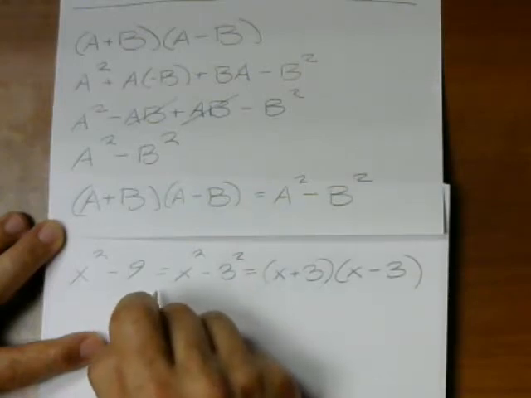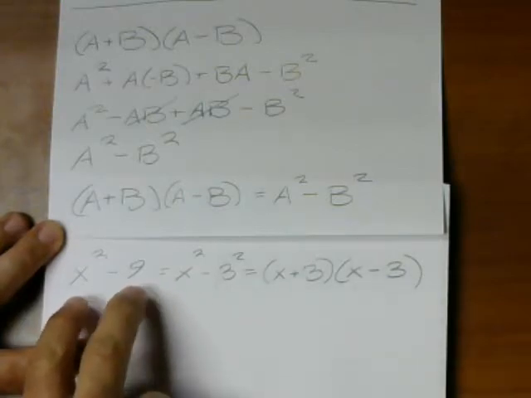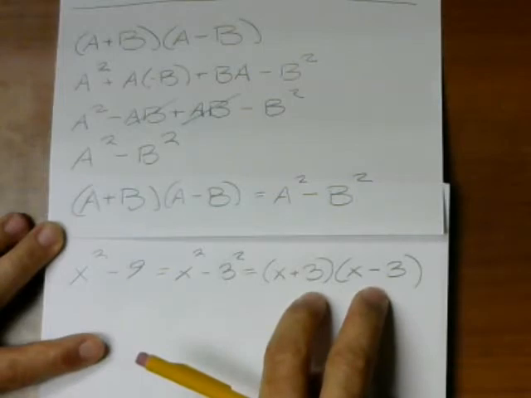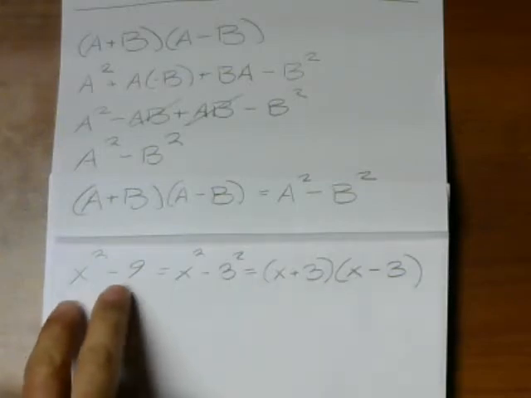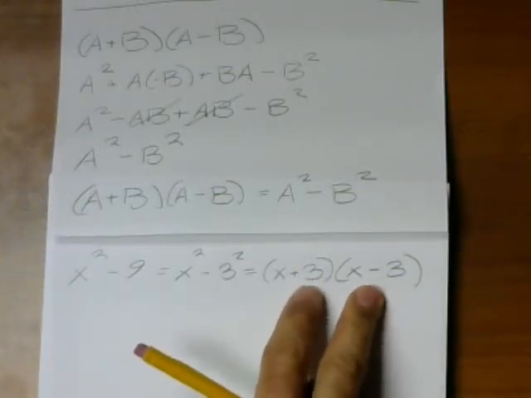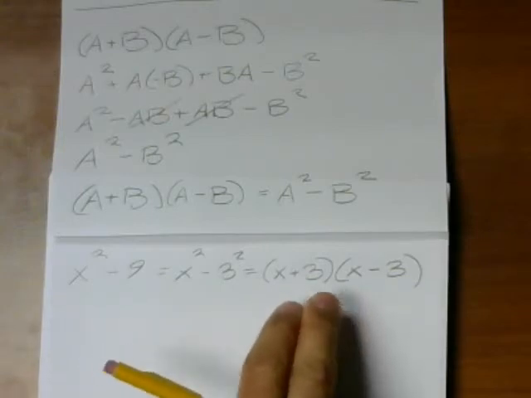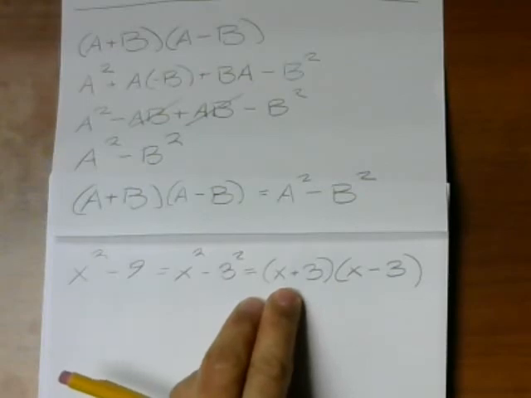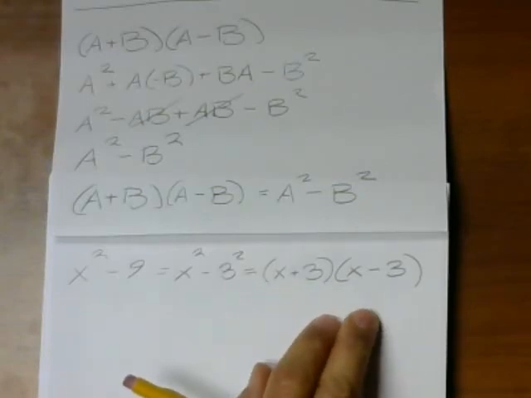Now, that's going to be useful because what we just did is we wrote this difference as a product. And products are very nice for a number of reasons, especially if we're trying to set things to 0. So if I want to know when this is 0, it's going to be a lot easier for me to see when this product is 0. Because a product is only going to be 0 if one of the two pieces is 0. And it's really easy for me to solve x plus 3 equals 0 or x minus 3 equals 0.